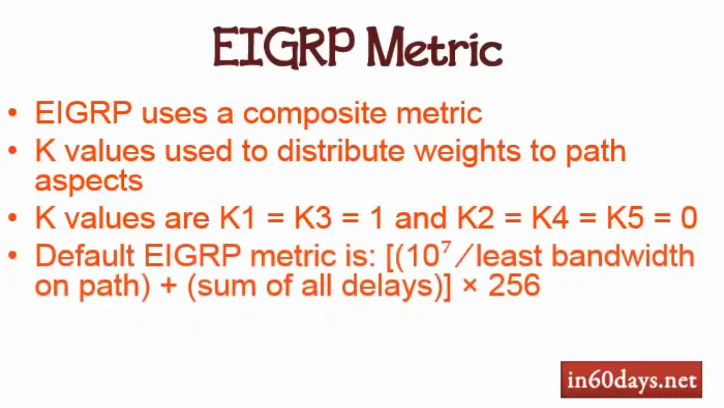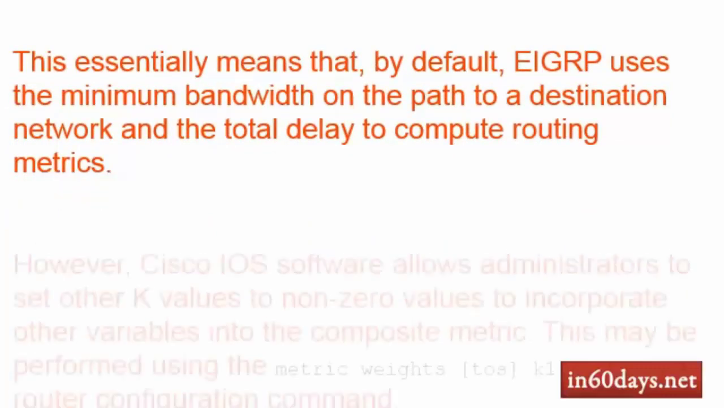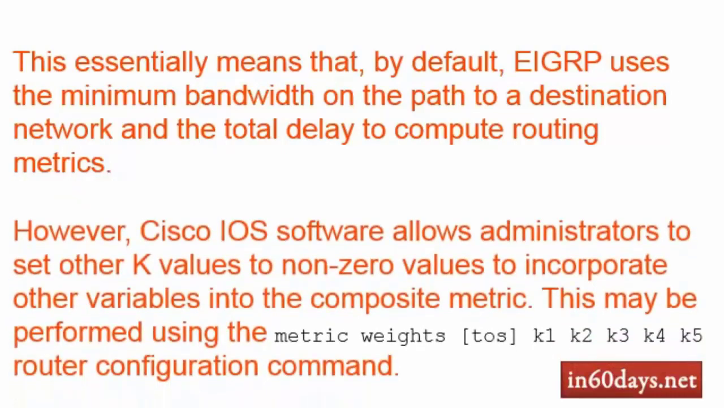So the default EIGRP metric is 10 to the power 7 divided by the least bandwidth on the path, plus the sum of all delays, times 256. I certainly don't think they'll be expecting you to work out any metrics in the exam. But I've just taken an extract from our CCNP book, which maybe you could just pause the video for a moment and read rather than me reading it off to you.